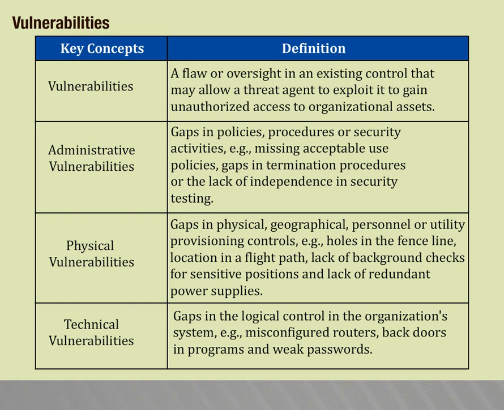Physical vulnerabilities: gaps in physical, geographical, personnel, or utility provisioning controls. Examples: holes in the fence line, location in a flight path, lack of background checks for sensitive positions, and lack of redundant power supplies. Technical vulnerabilities: gaps in the logical controls in the organization's systems. Examples: misconfigured routers, backdoors in programs, and weak passwords.